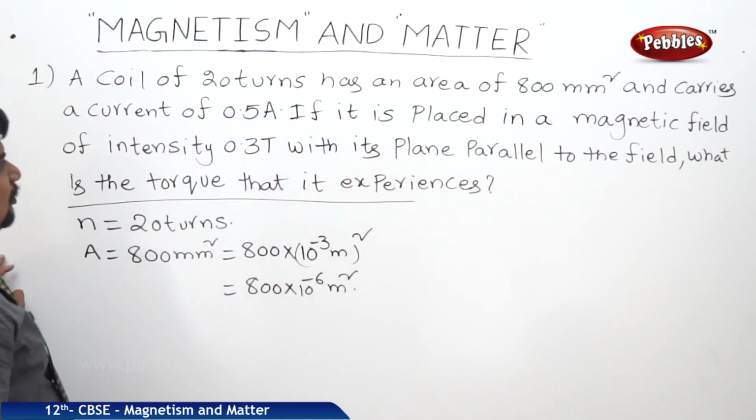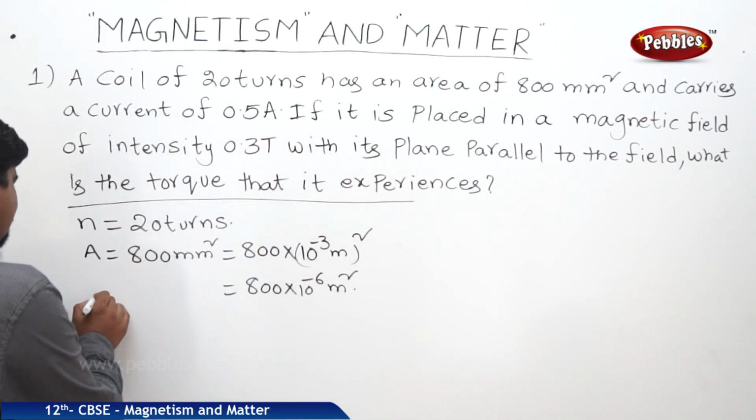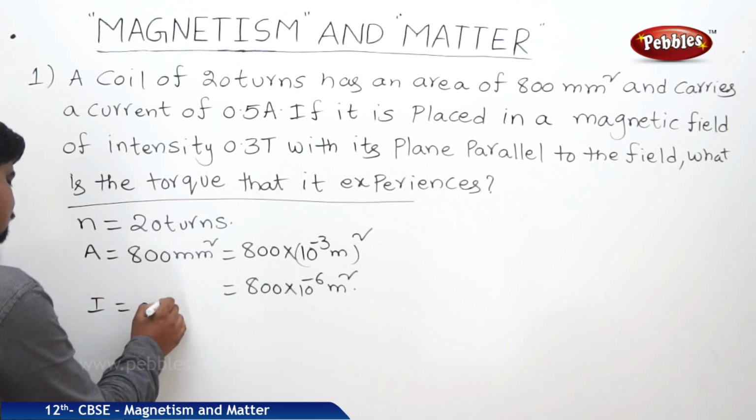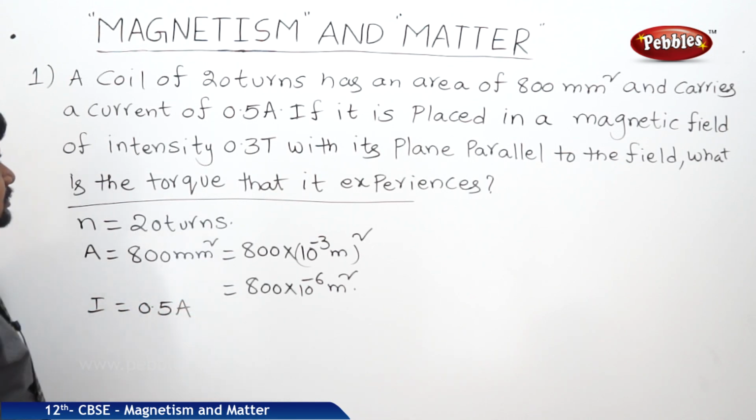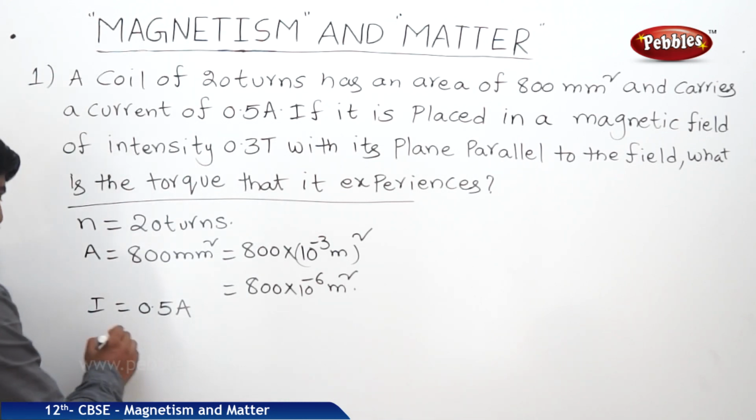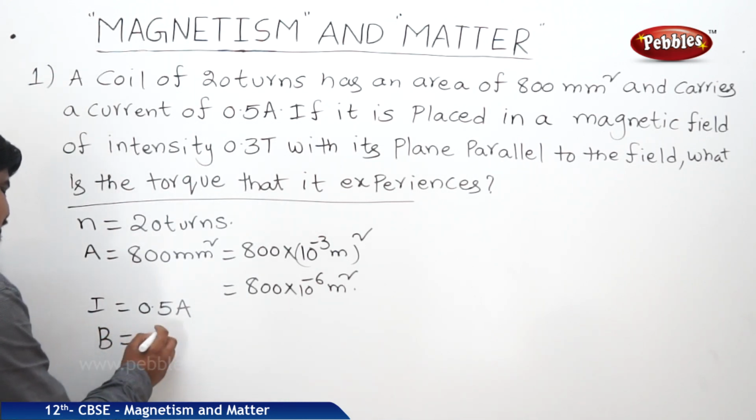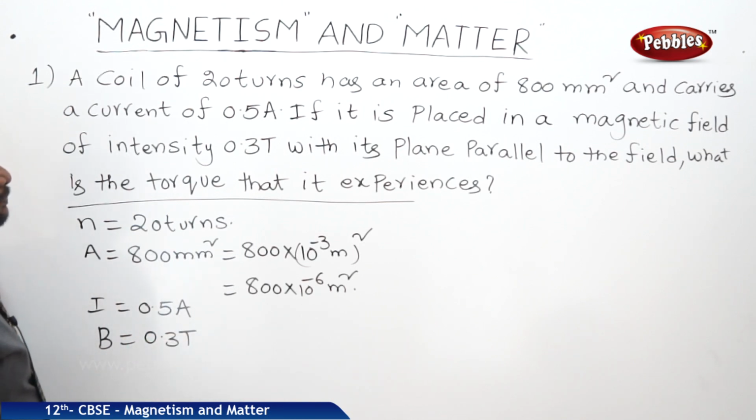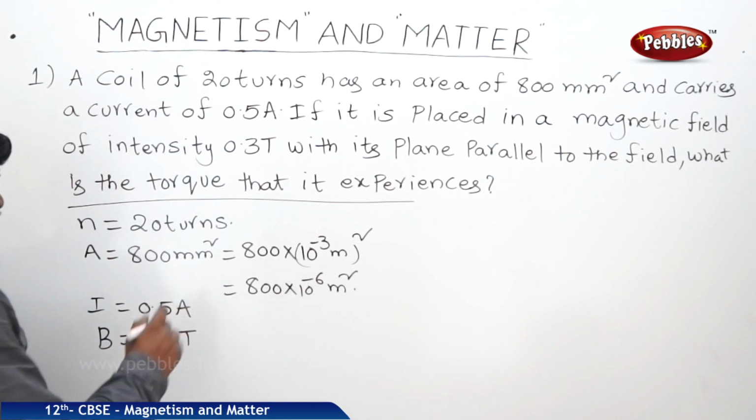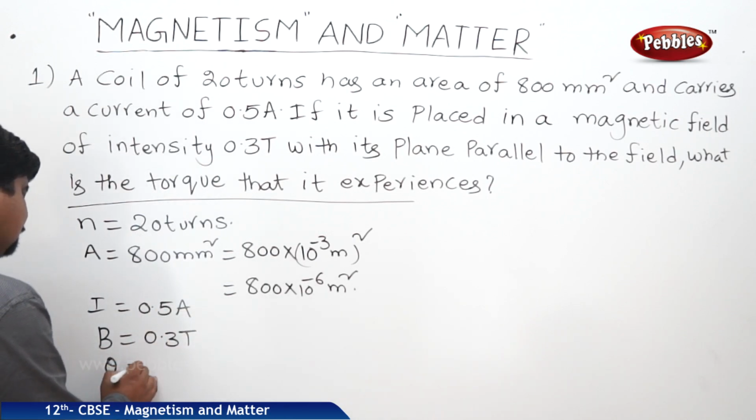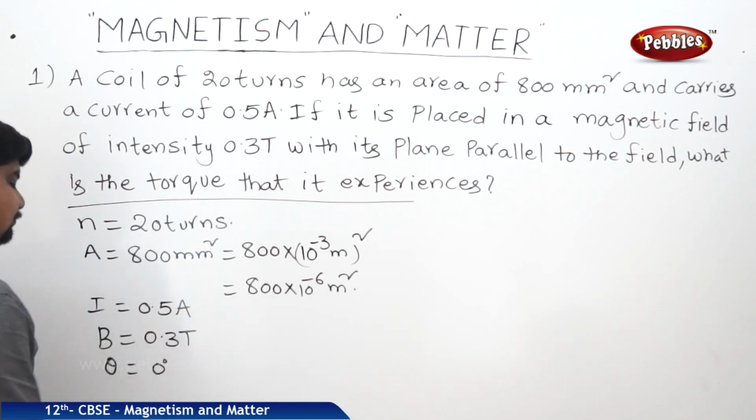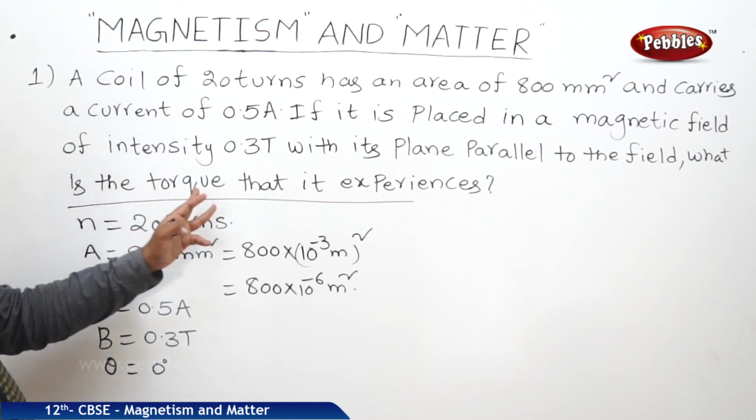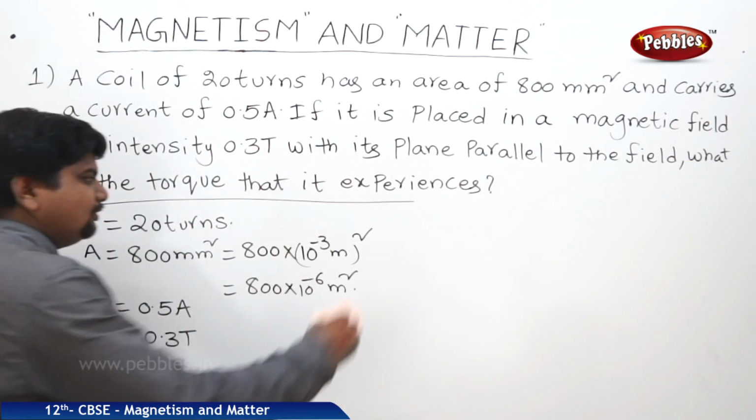And carries a current of 0.5 amperes. I is equal to 0.5 amperes. If it is placed in a magnetic field of intensity 0.3 Tesla, so magnetic field intensity B is equal to 0.3 Tesla with its plane parallel to the field. Parallel means theta is equal to 0 degrees. What is the torque that it experiences?